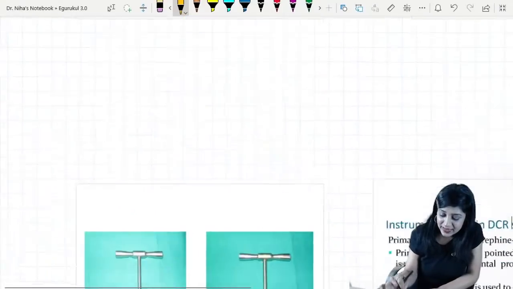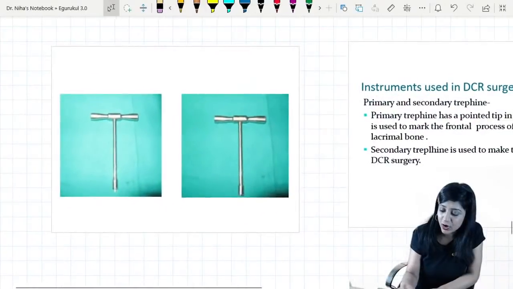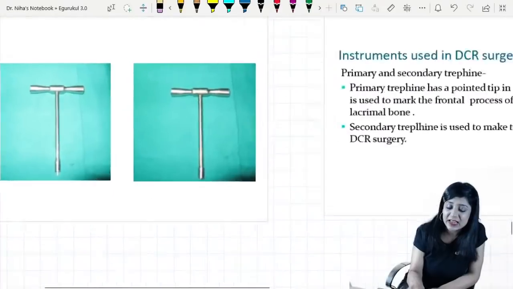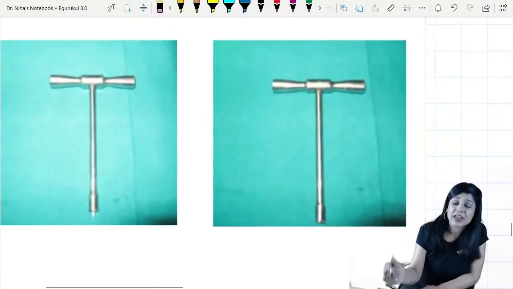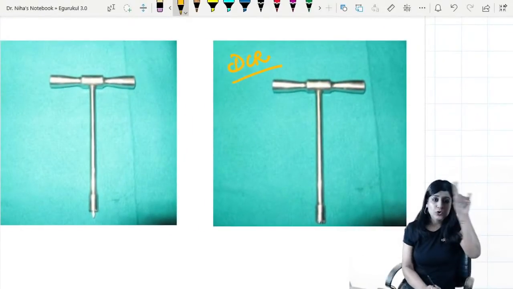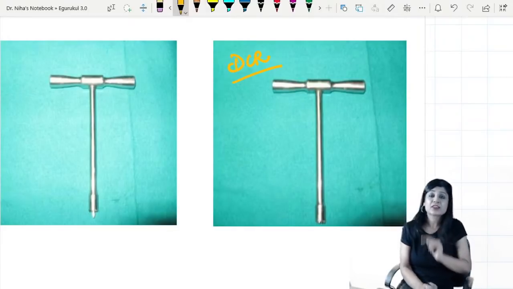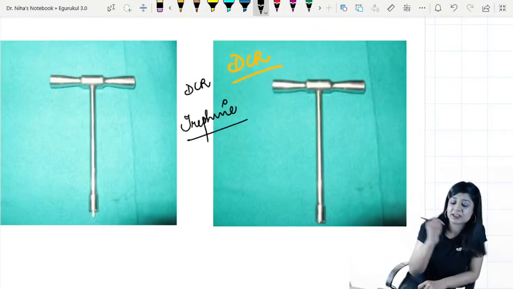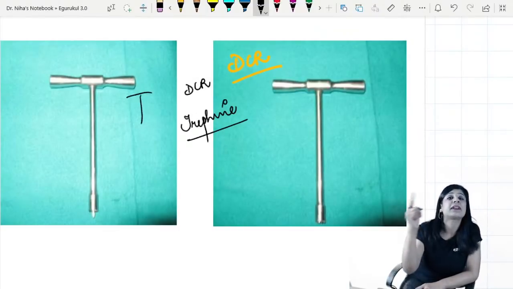Right. Then we have got this one. What is this? This is a very common instrument that we are using in cases of the DCR surgery. Both are T shape, okay? So what you have to remember, T for trephine. This is actually the trephine which is used in the DCR surgery. T shape, T for trephine.